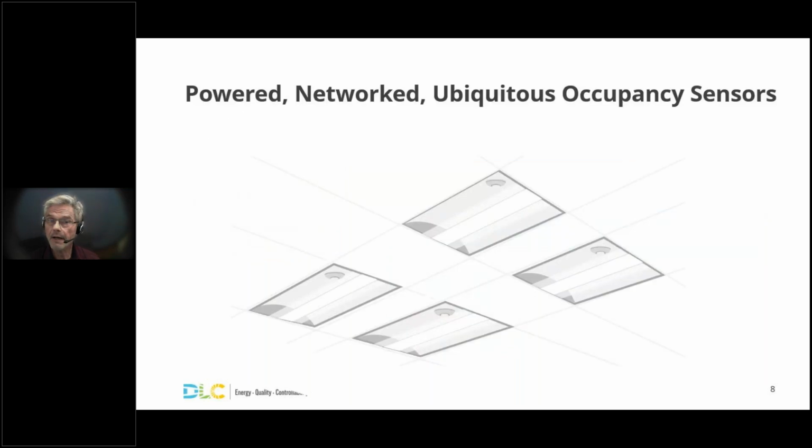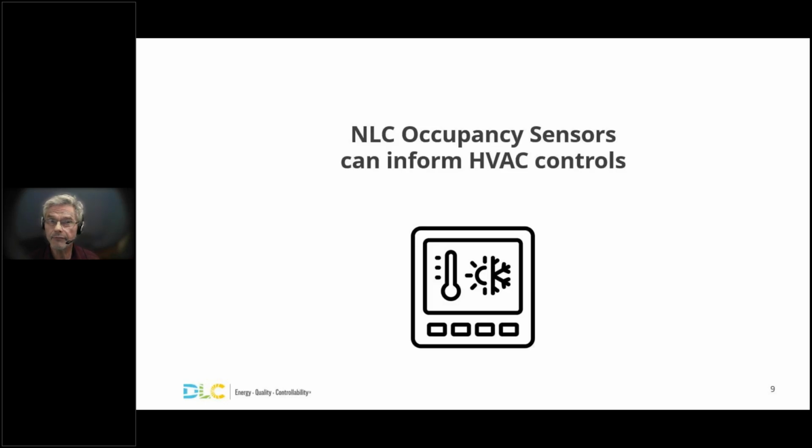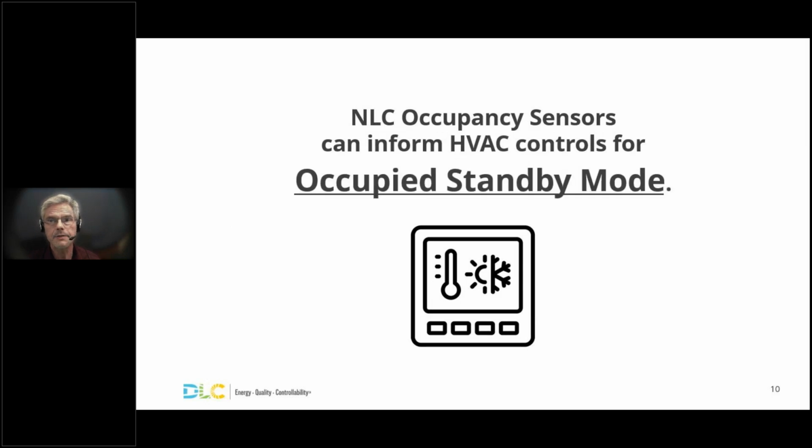Still, when network lighting controls do manage to make it past value engineering and get installed on a project, they provide powered, networked occupancy sensors everywhere throughout a space. In suitable buildings, signals from those occupancy sensors can inform the HVAC controls to relax the temperature set points by a few degrees in all unoccupied areas. Some buildings can also reduce the ventilation rate for additional energy savings. As you probably know, this is called occupied standby mode.